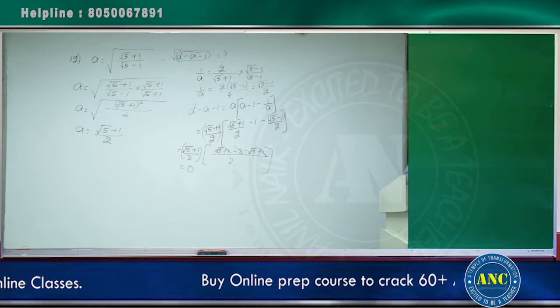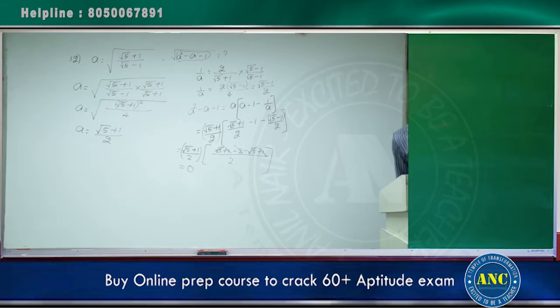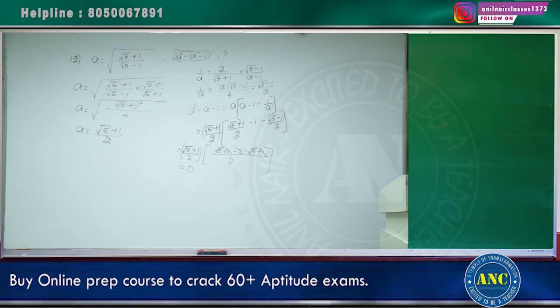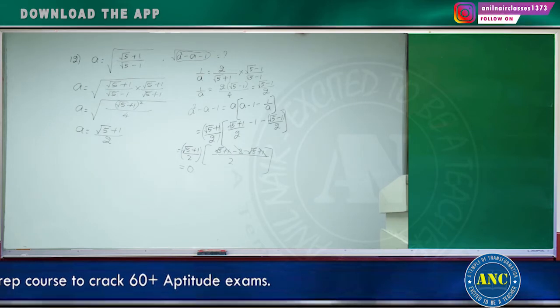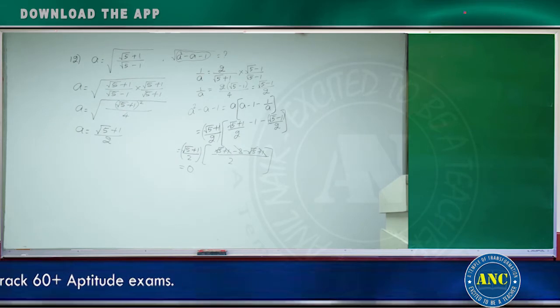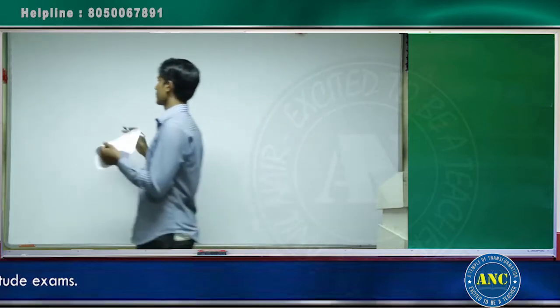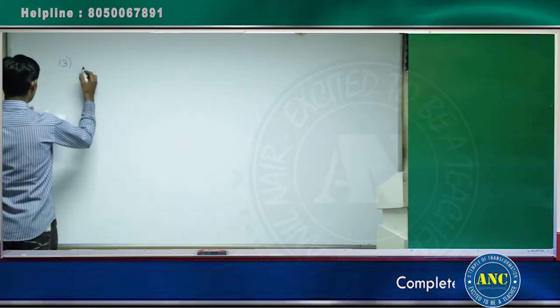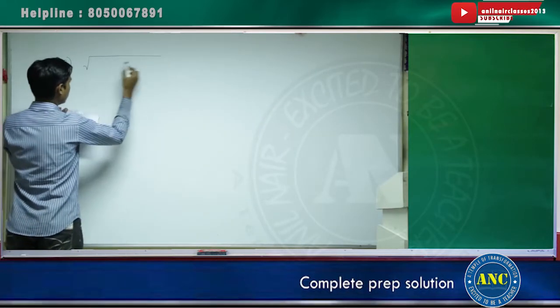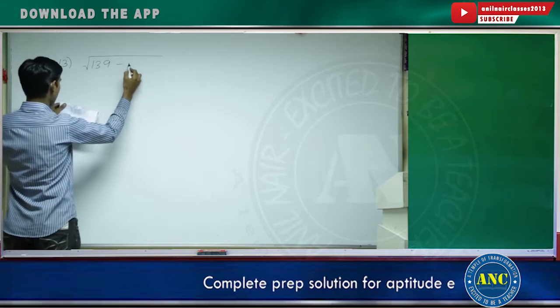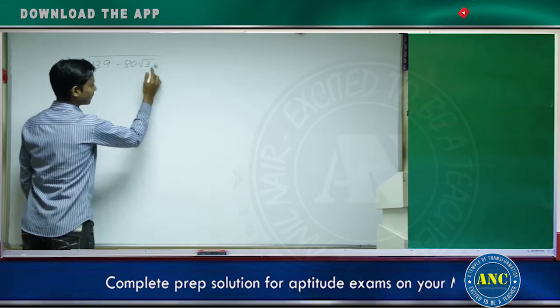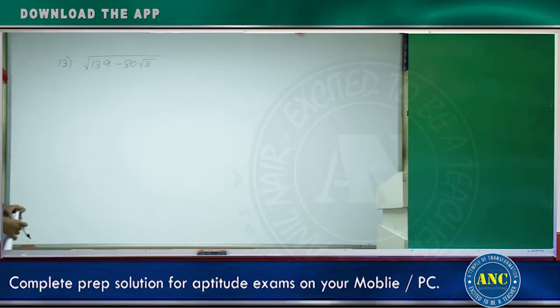It's very easy, sir. Keep on rationalizing, apply one by one step. Step by step, if you follow the procedure, it becomes a very, very easy question. Your 13th question is, find the value of square root of 139 minus 80 root 3.